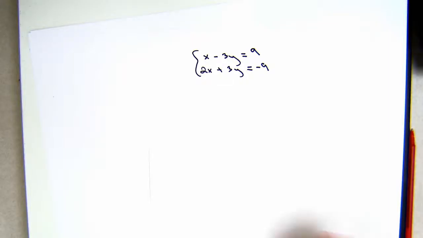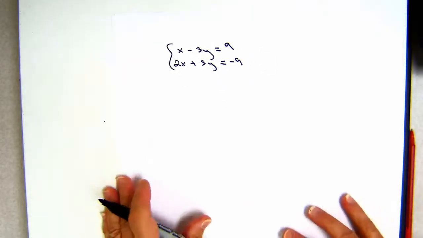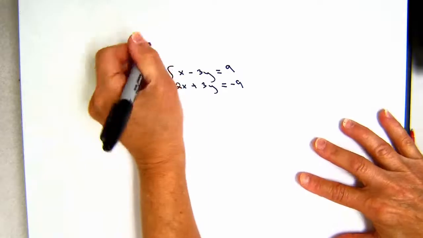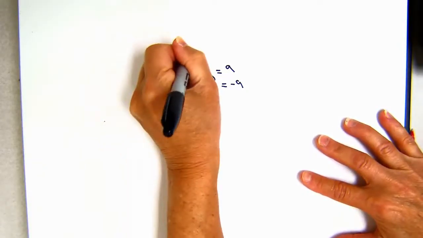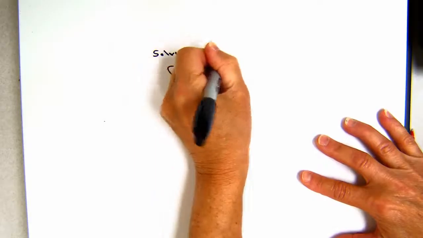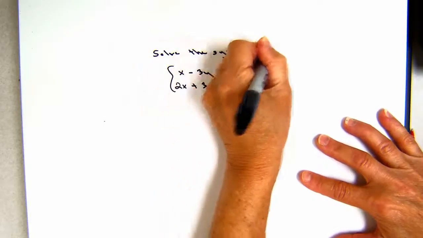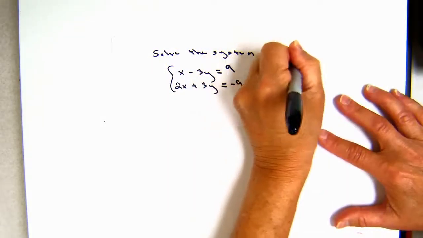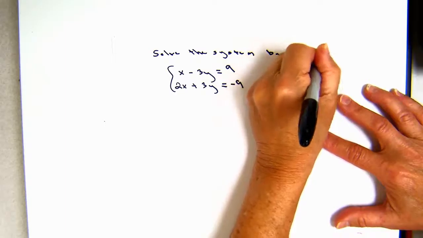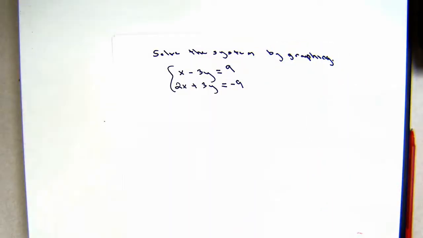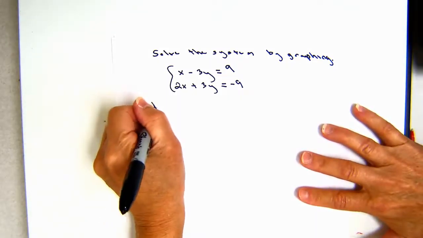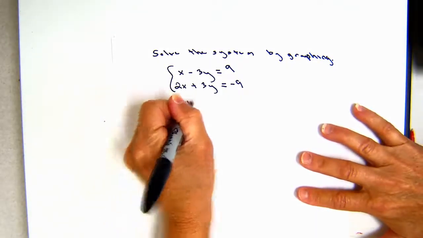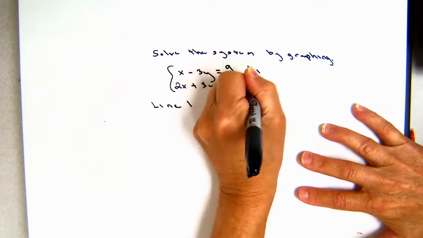By graphing. Again, we're going to solve a system by graphing. So this is: solve the system by graphing. Now, for graphing, you're always going to have to get the equation in the form of y equals mx plus b. So let's go ahead and call this line 1, and let's call this one line 2.